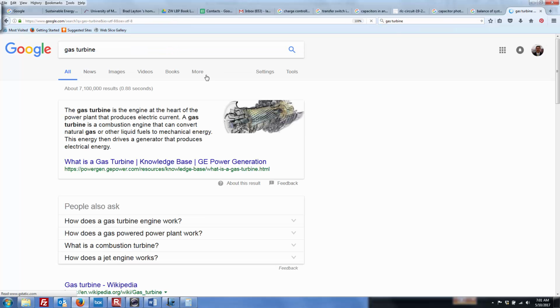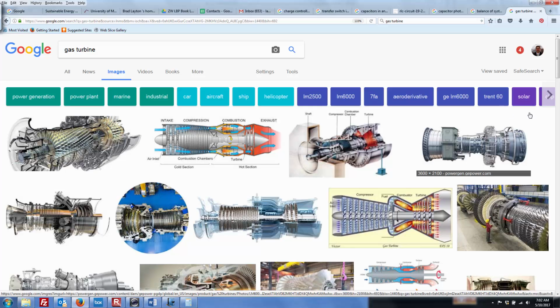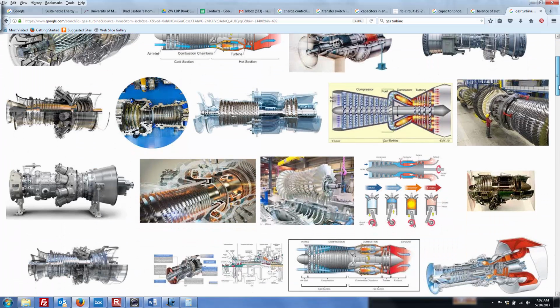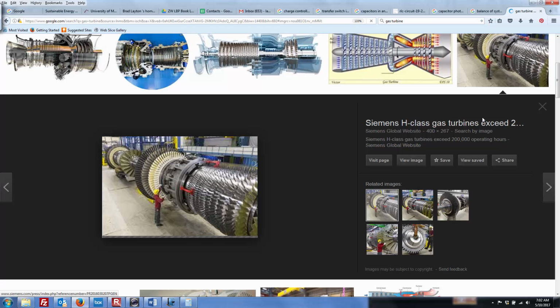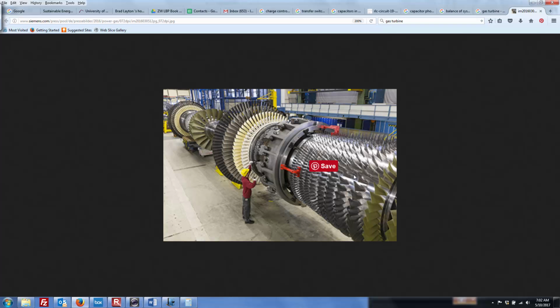Let's take a look at some images. And these really are fantastic devices. If you look at one of these, this is how big some of these can get. And you can see there's a worker standing next to it. Throughout this, you have combustion taking place. This entire thing spins, of course, making electricity. And these gas turbines are becoming more prevalent as we move away from oil, as we move away from coal.